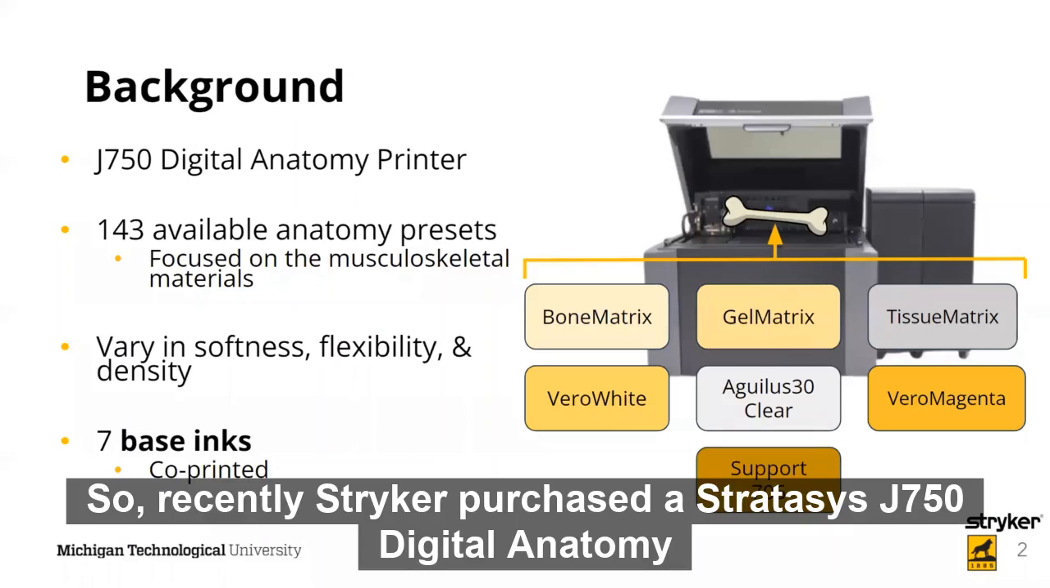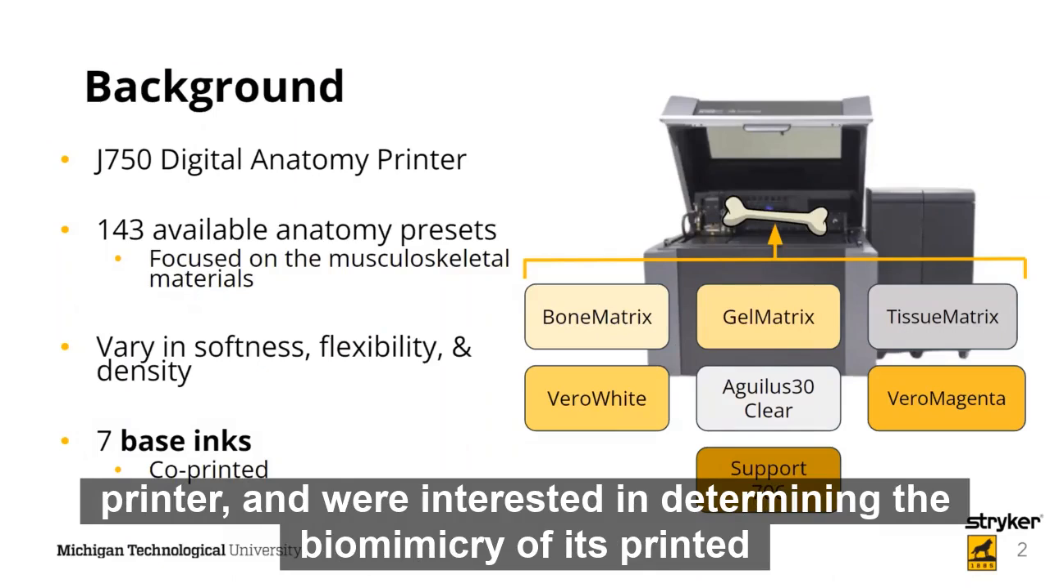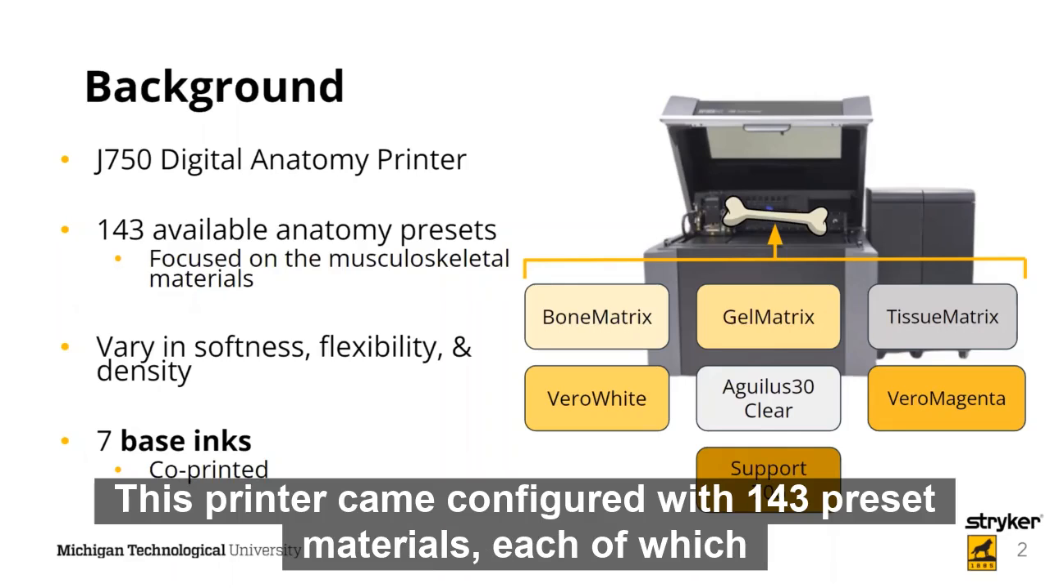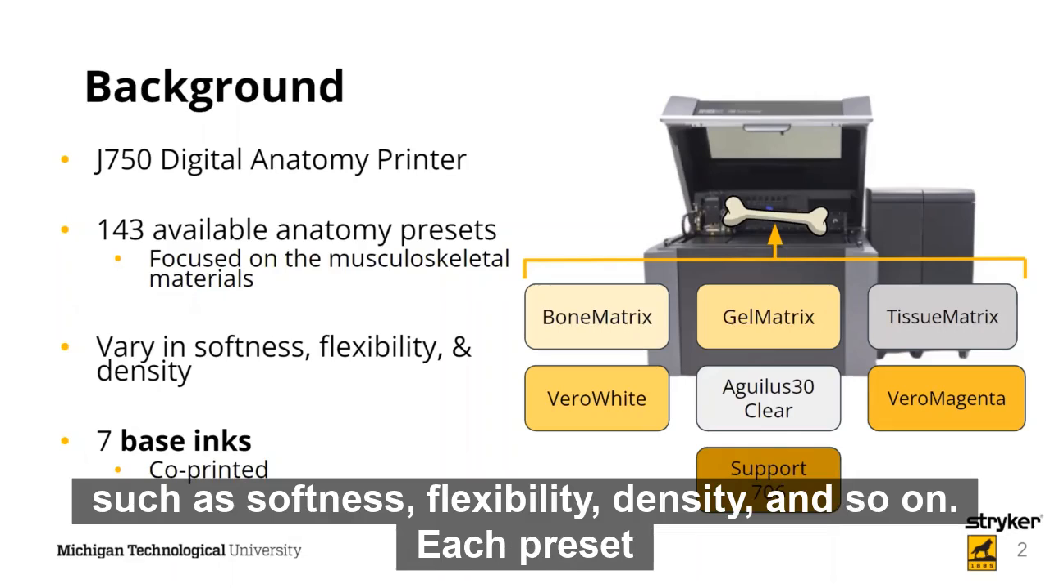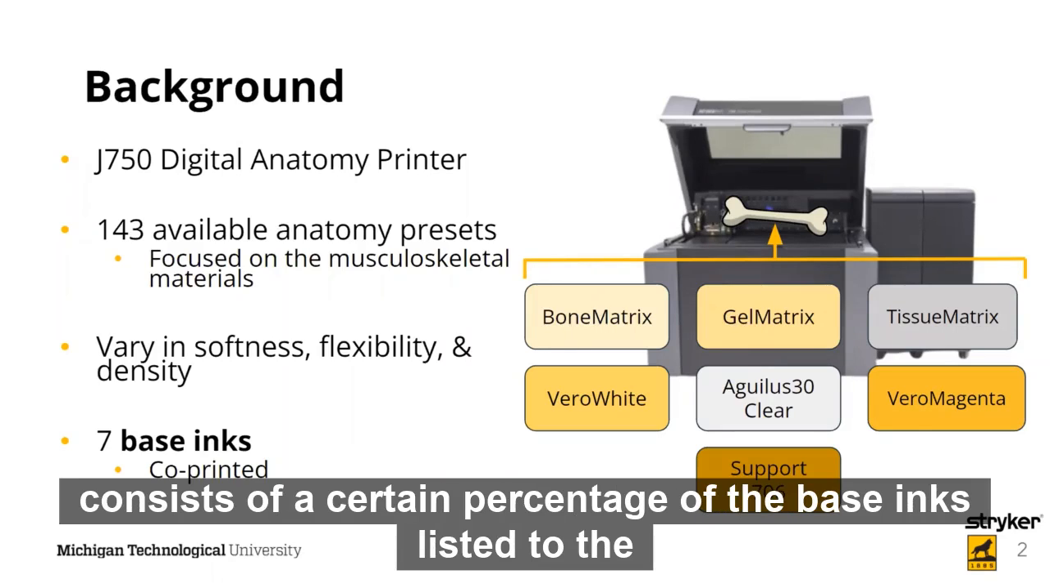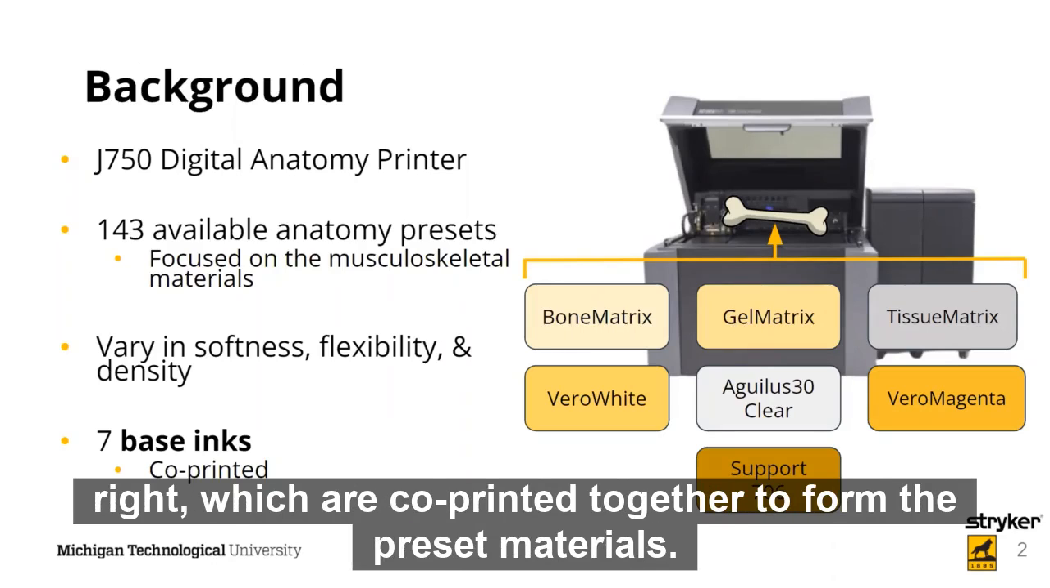So recently, Stryker purchased a Stratasys J750 digital anatomy printer, and we're interested in determining the biomimicry of its printed materials. This printer came configured with 143 preset materials, each of which vary in properties such as softness, flexibility, density, and so on. Each preset consists of a certain percentage of the base inks listed to the right, which are co-printed together to form the preset materials.